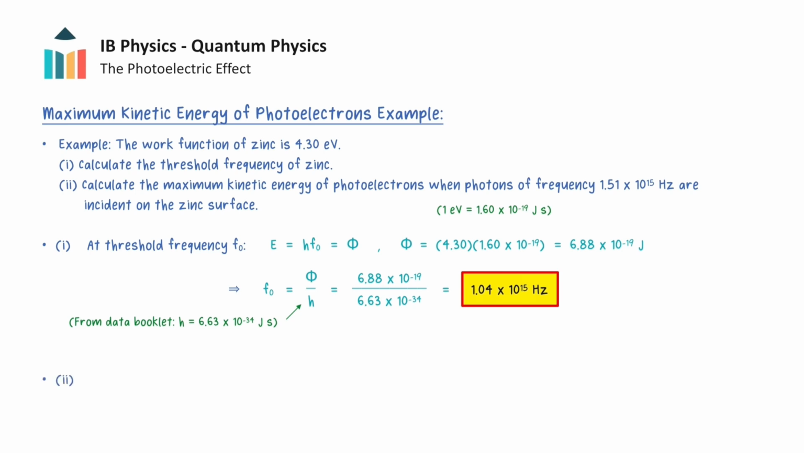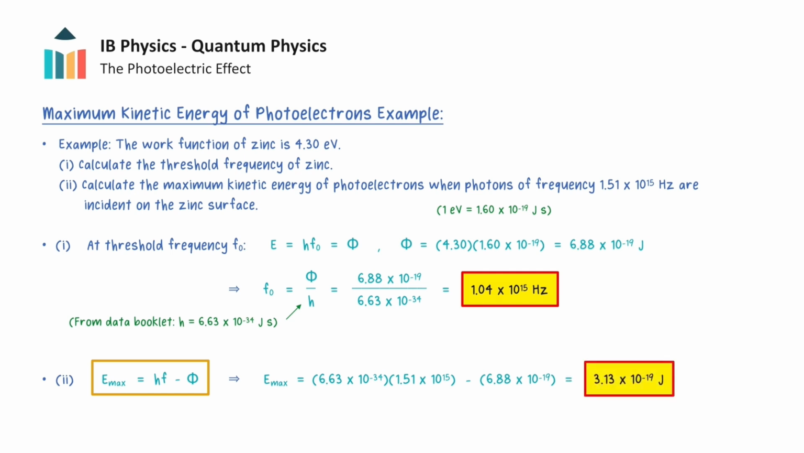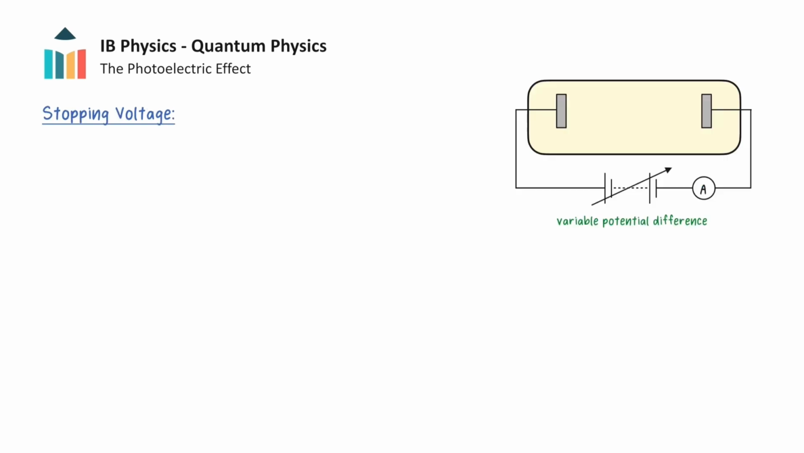Part 2 then wants us to calculate maximum kinetic energy. Using Einstein's photoelectric equation, we can substitute the relevant values for the frequency of incident photons and work function. Completing this calculation gives 3.13 times 10^-19 joules, or equivalently 1.96 electron volts for the maximum kinetic energy of photoelectrons. The following setup can be used to determine the maximum kinetic energy of photoelectrons, where the tube is evacuated to minimize collisions between electrons and gas molecules.